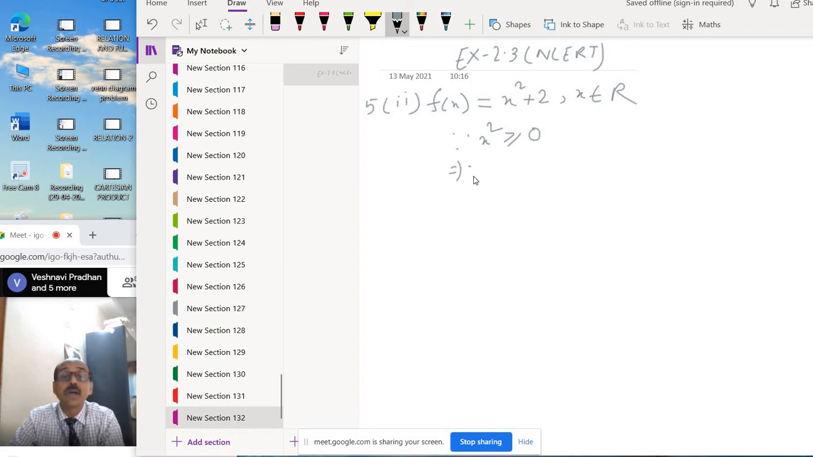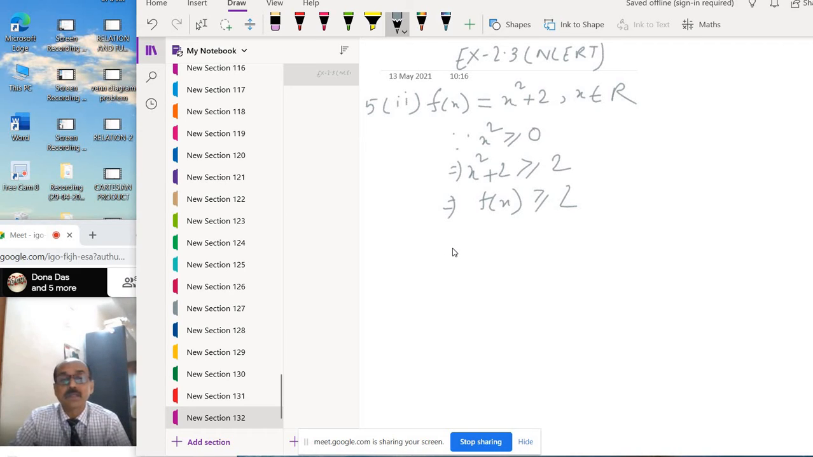x square plus 2 is greater than or equal to 0 plus 2, that means 2. Now x square plus 2 means f(x), the given function. So f(x) is greater than or equal to 2.